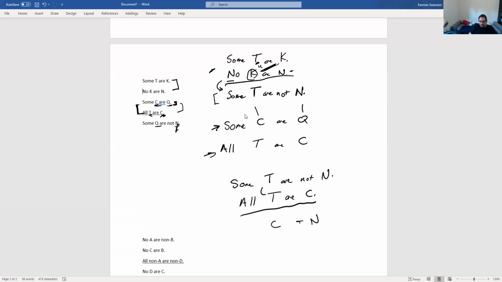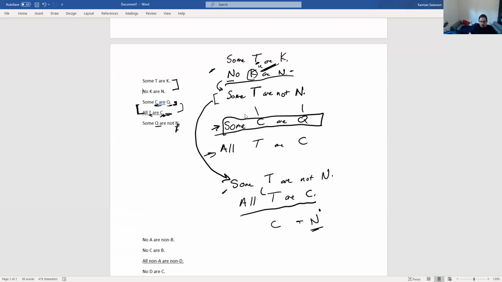Now, that's interesting. We are going to want to keep our N's. We want an N in this conclusion. We haven't used this premise yet. But if we did this argument with all T are C, so this is the one that's carried down, all T are C is going to be the new premise along with our enthymeme here.